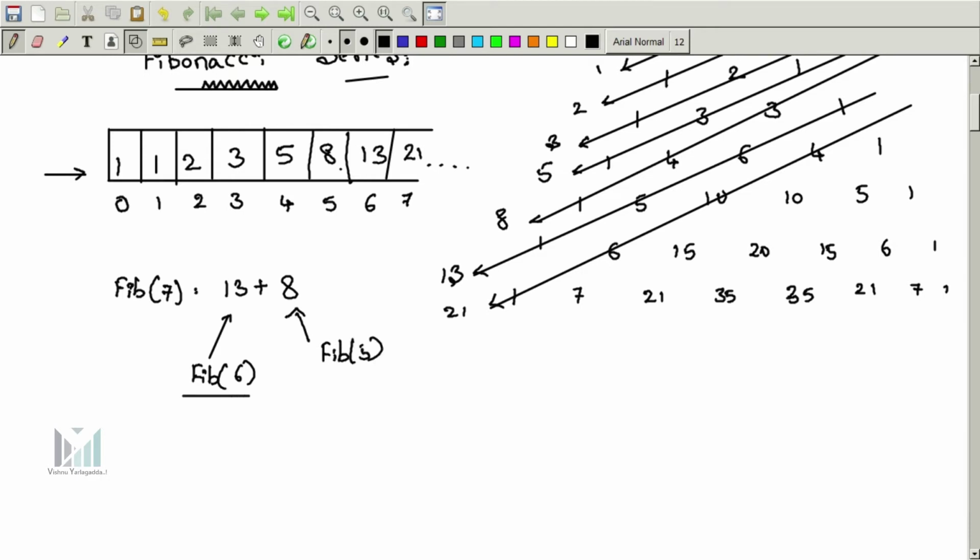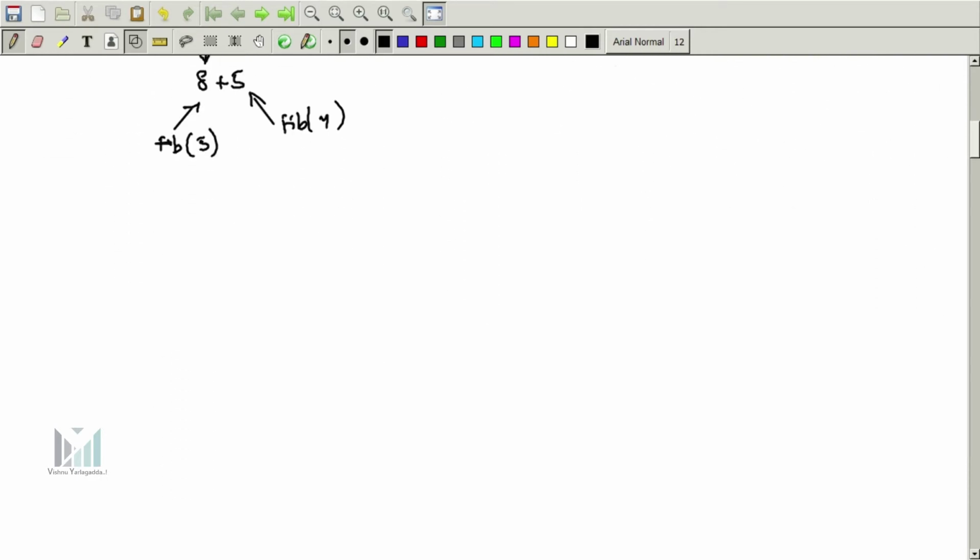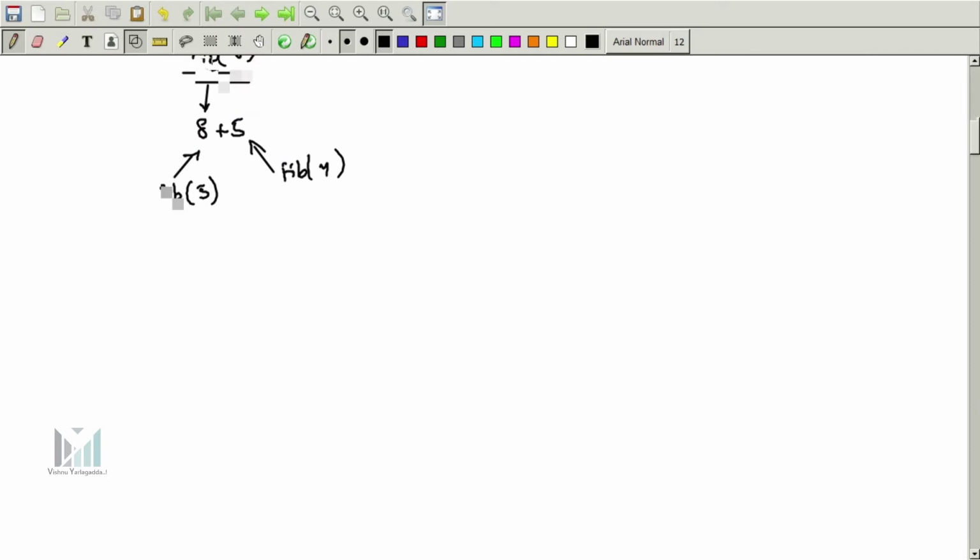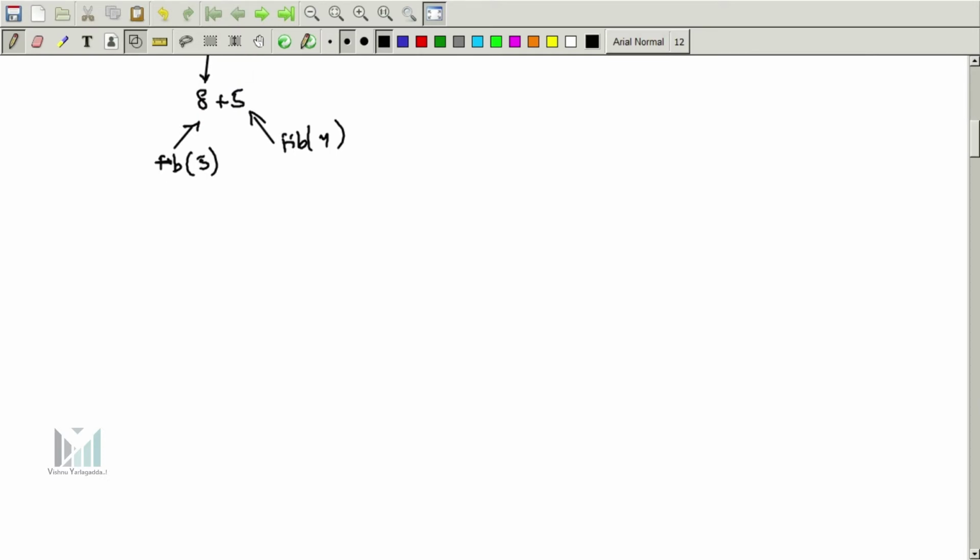Then again it is 8 plus 5. This 8 is fib of 5. This is fib of 4. So likewise it is recursive, it will generate the recursive tree. I'll draw the complete recursive tree, you can see once. So I'm generating the Fibonacci for 7. Let us assume Fibonacci of 7.